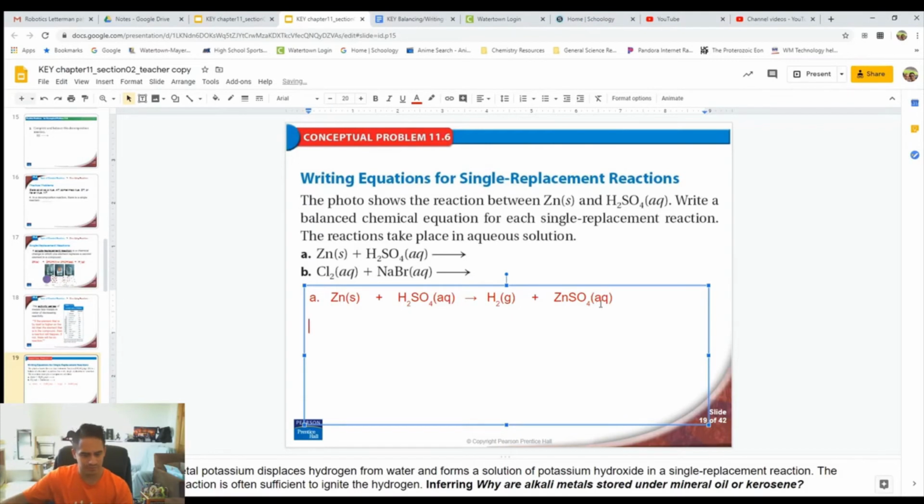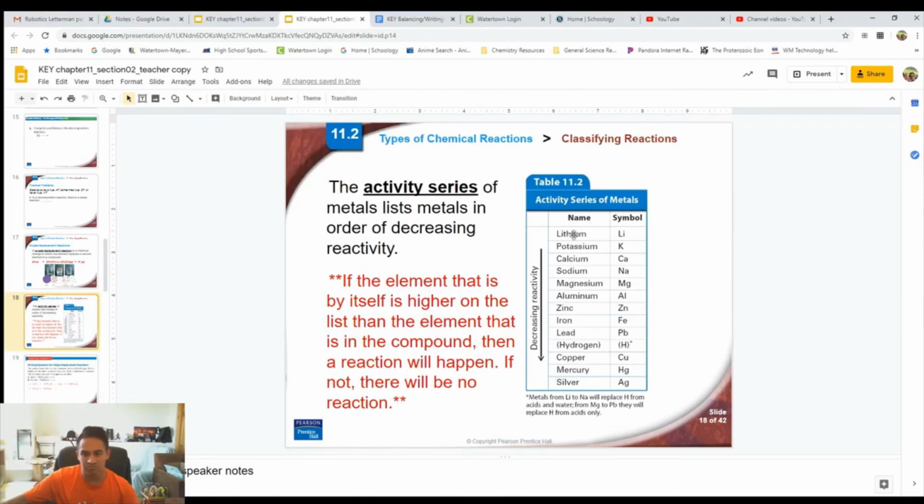So, all right. For letter B, we have Cl2, aqueous, plus NaBr, which is aqueous. Now, this one is a little bit weird because this is going to be single replacement, but in this case, we have a nonmetal replacing the nonmetal, or an anion, because chlorine makes a negative ion, replacing the negative ion here. Whereas in the previous examples, it was always the positive metal replacing the other positive ion, okay? Now, if we look on the activity series, there is no chlorine, there's no bromine.